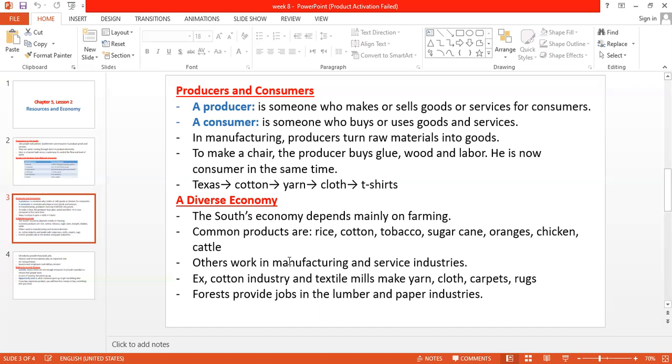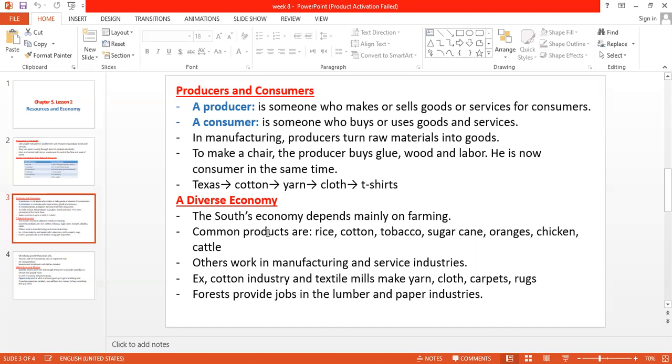Okay, and I told you that the most famous industry in the South is the cotton industry. They use cotton to make yarn and then cloth and then carpets, rugs, anything related to cotton. What else? I told you that the South has forests, and forests provide jobs related to wood, like making furniture, like making paper. So they have lumber and paper and furniture industries too.